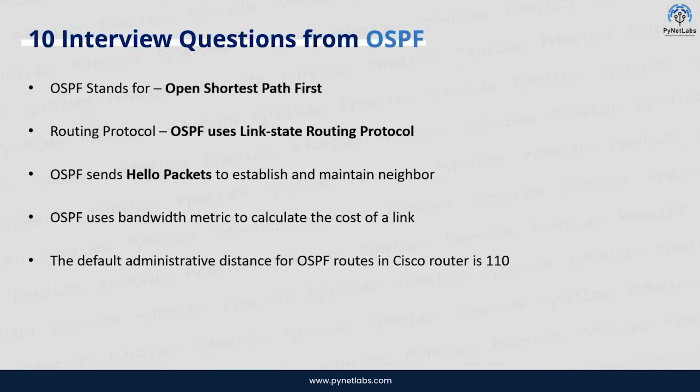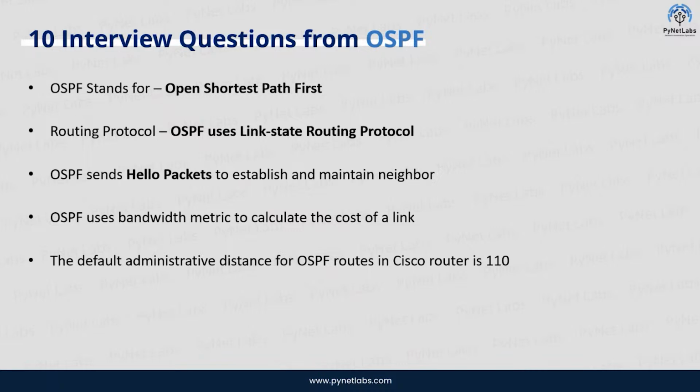And to figure out the best path, it uses a metric that we consider as bandwidth, which is the fourth point written here. OSPF uses the bandwidth metric to calculate the cost of the link. Not only this, there are a lot of algorithms associated with OSPF, like shortest path first and SPT. These algorithms help OSPF figure out the best path. And the last point, which is quite common: the AD value for OSPF is 110. So that's a quick OSPF overview.